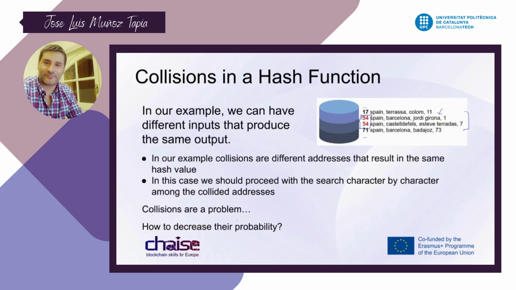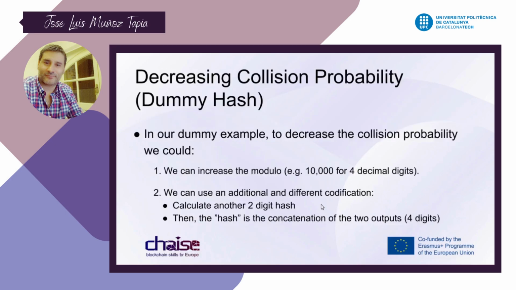Still, you may see that collisions are a problem, because it turns my algorithm into something slow again: if there is a collision, I have to look inside these two addresses to find out if the address I'm searching for is here or not. So it is clear that it would be interesting to decrease the probability of collision. By definition of the hash function, collisions are always there, there is always a probability of collision, but can I decrease this probability? And how can I do it? Well, let's see some solutions for that. Maybe you can think of some solution, but I have a couple of solutions for this.